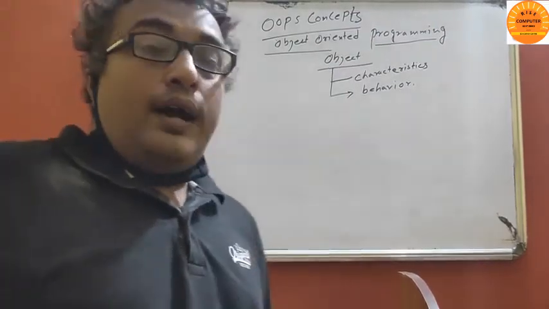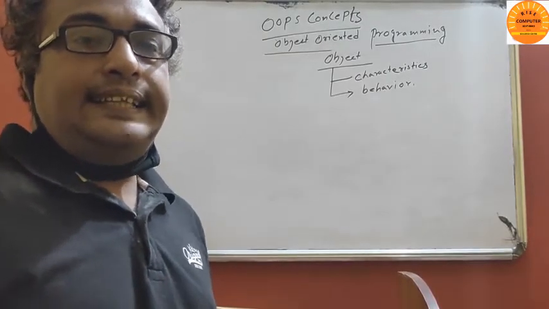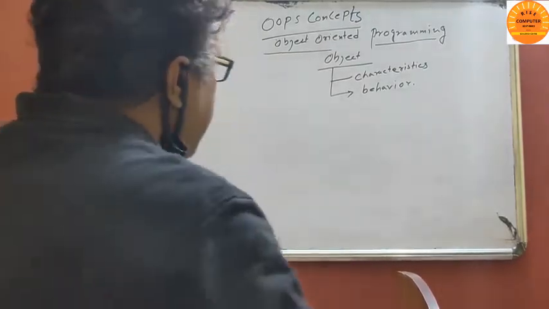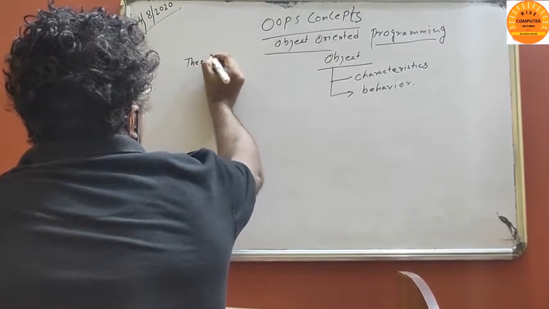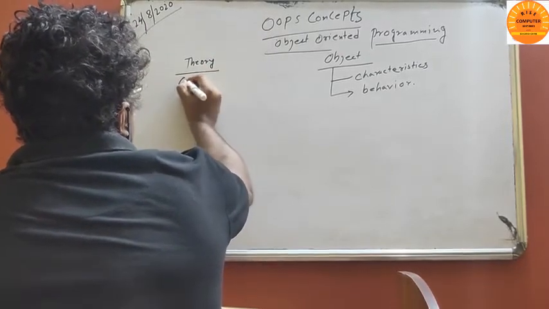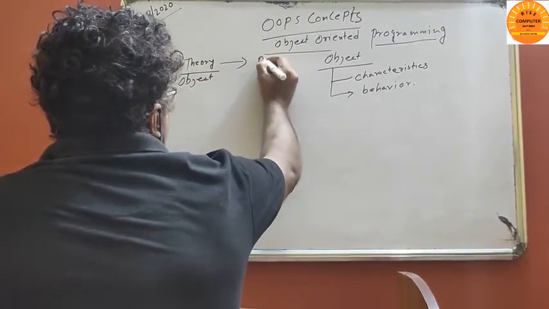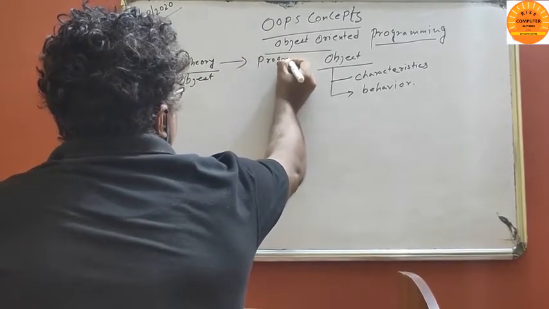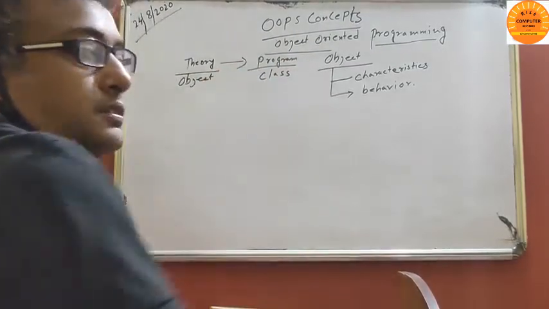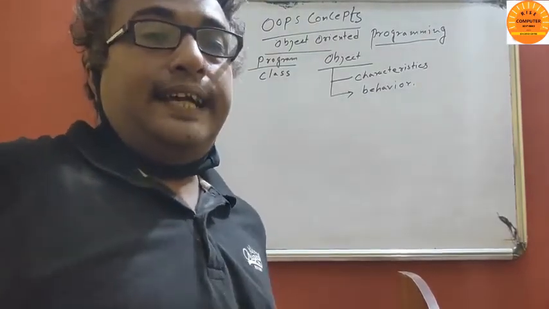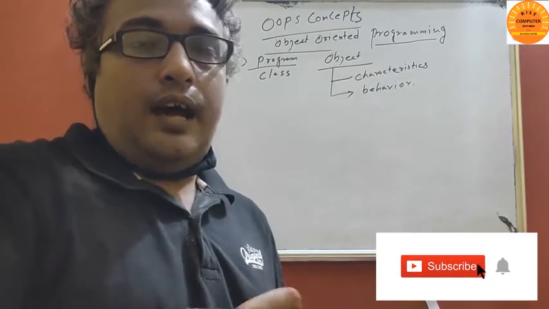Now, wherever we explain an object in programming, that thing is known as a class. That means, theoretically, what is called an object in programming is called the keyword class. Basically, the unit of object-oriented programming is the class.